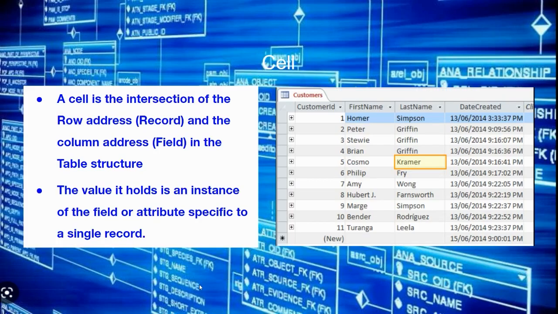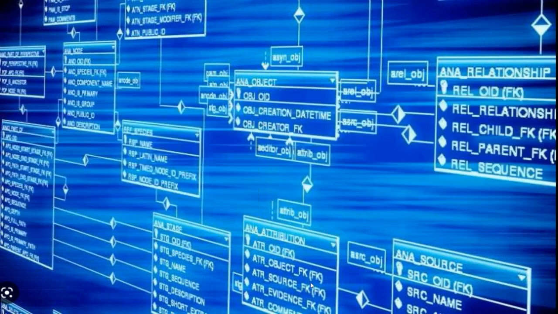A cell is just the intersection of the row address and the column address within the table, and it represents a specific value that is an instance of the field for that record. So again, Frank is a single instance within the employee table, and in the field of position he holds analyst. That would be the cell value for Frank for that field or column.